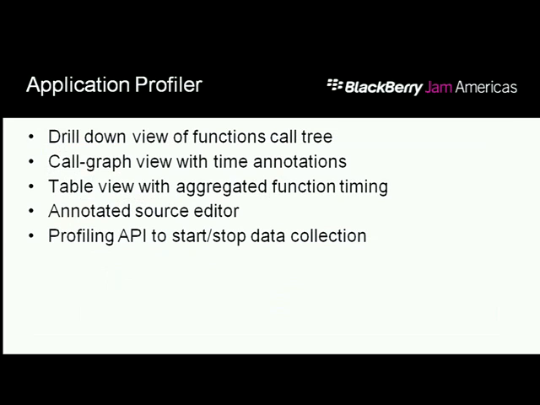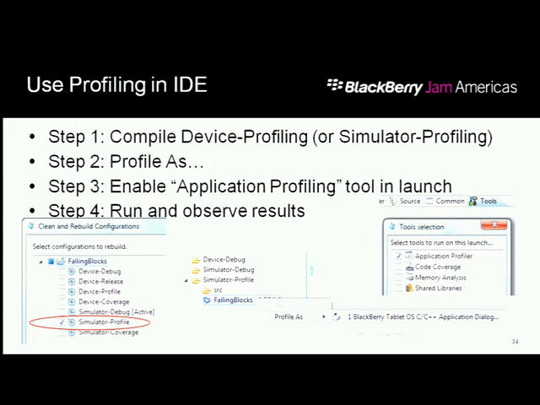So the application profiler is a tool for generic profiling. It can show you a drop-down view of the functions with times. It has a call graph view, and it has a table. You can sort, let's say, the top 10 functions that took your time. There's an annotated source file editor. And there's an API available for the tool to allow you to scale down how much data you're receiving and to stop profiling at certain points. To use it from the IDE is very simple.